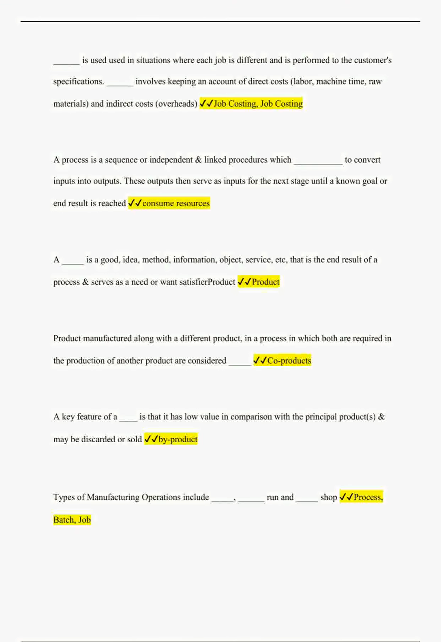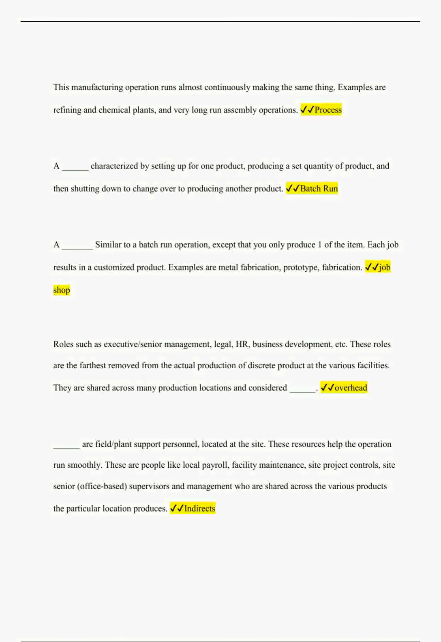Byproduct. Types of manufacturing operations include run and shop. Process. Batch. Job. This manufacturing operation runs almost continuously, making the same thing. Examples are refining and chemical plants, and very long-run assembly operations. Process.